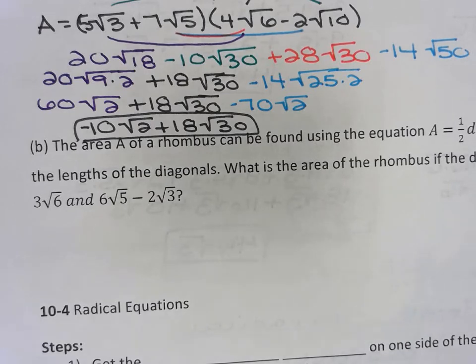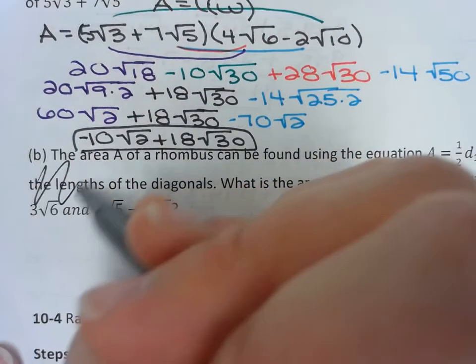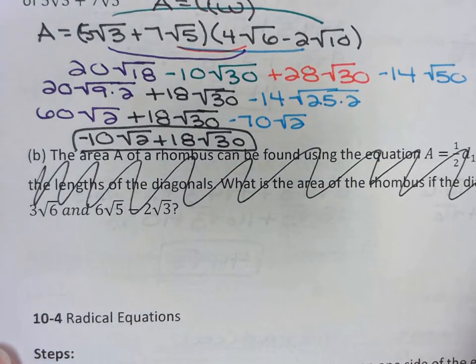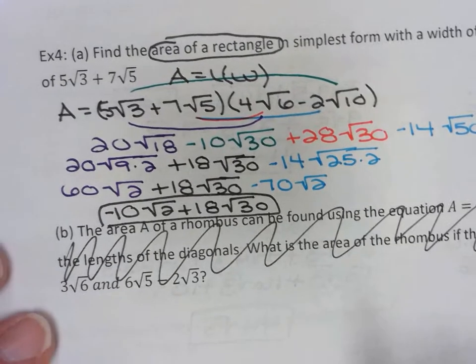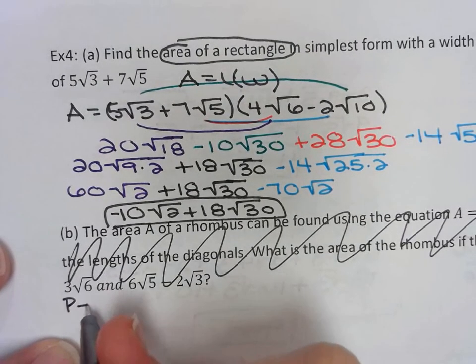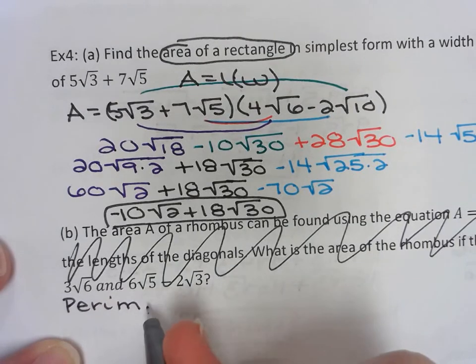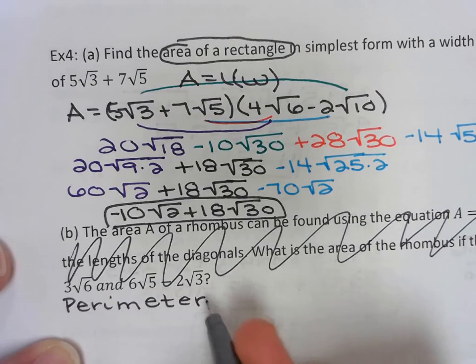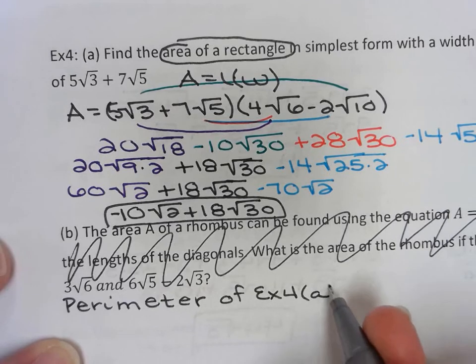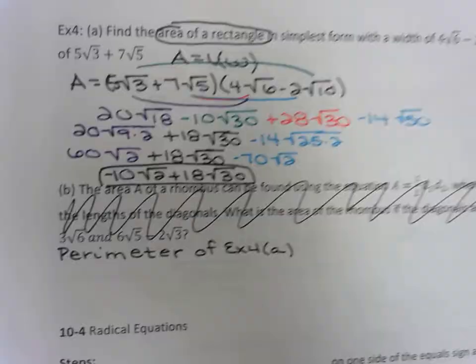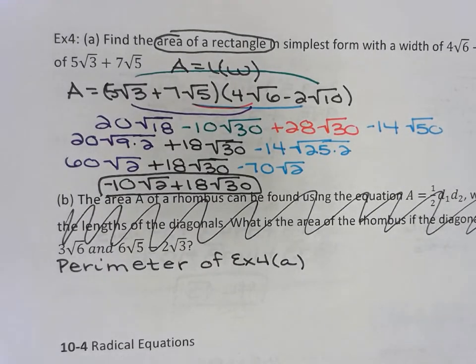Okay, now we're going to go ahead and skip B real quick. So we're going to skip B, and instead of doing B, I want you to find the perimeter. So write this down, change this. Perimeter of example 4A. So instead of doing example 4B, I want you to find the perimeter of example 4A.